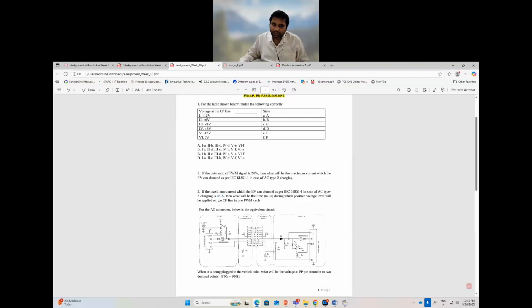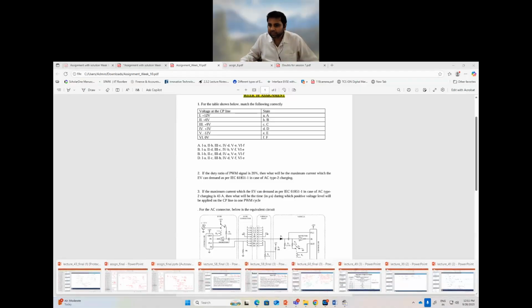In question number 3, the current is given. So from the current, you can find out what the duty ratio will be. And once you know the duty ratio, you know your cycle time. You know that your frequency is 1 kilohertz. So you can then calculate the time for which the positive voltage level is there.